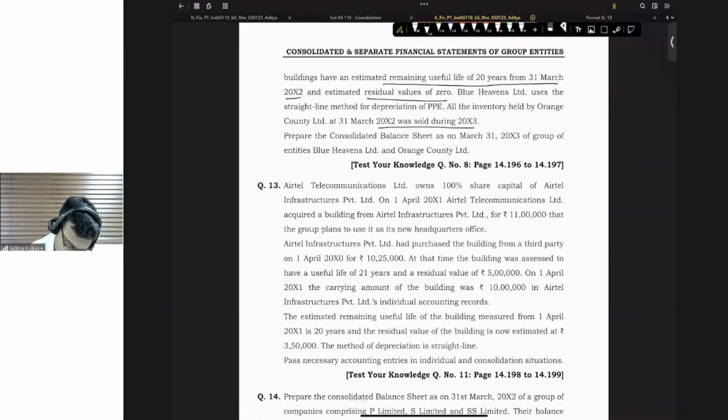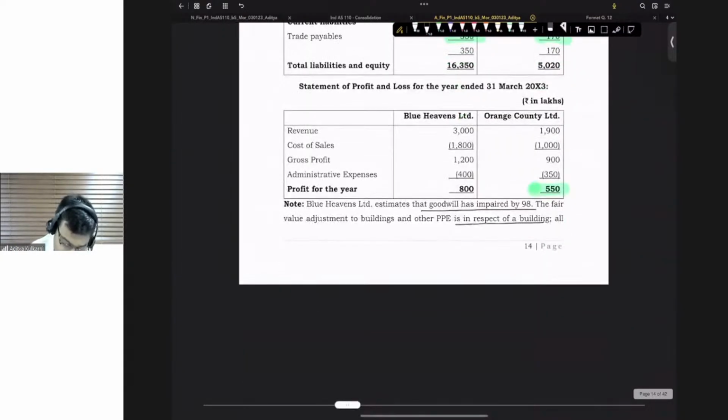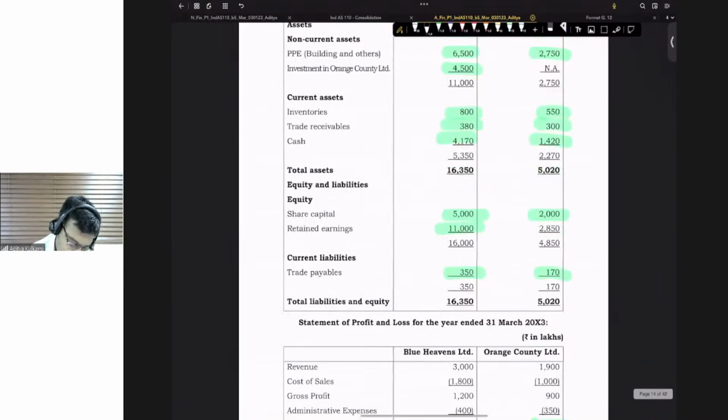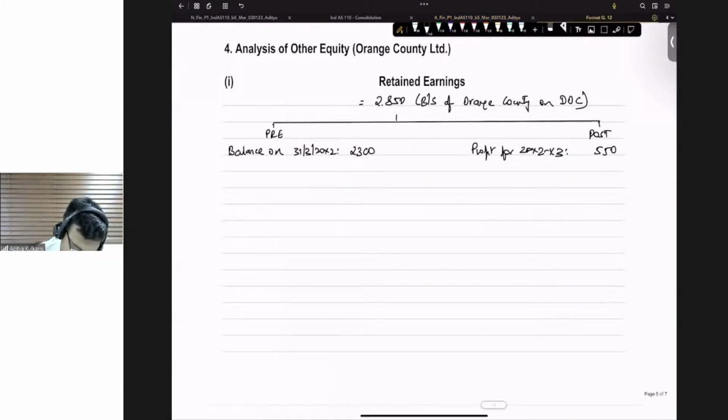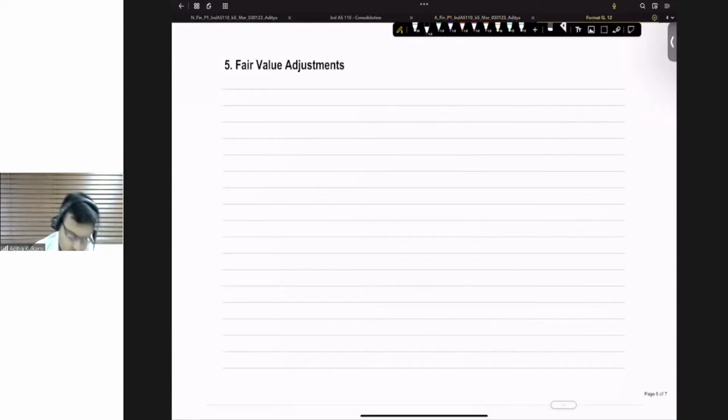Blue Heavens estimates a goodwill impairment, we'll see later. The fair value adjustment is in respect of building. All buildings have an estimated remaining useful life of 20 years from March X2 and estimated residual values of 0. Blue Heavens uses the straight line method for depreciation. All inventory was sold during the year 20x3. Okay. So now coming to our fair value adjustments.